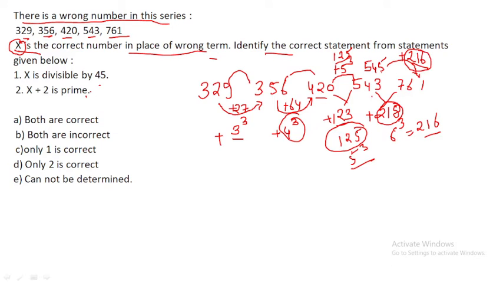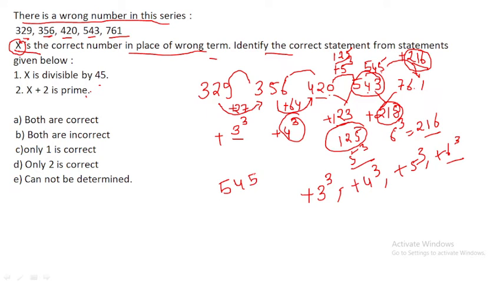So our wrong number in the series is 543, which is common in both wrong differences, 420 to 543 and 543 to 761. So the logic is that we are adding consecutive cubes: 3 cubed, then 4 cubed, then 5 cubed, then 6 cubed. This is the actual logic. The correct number in place of the wrong number will be 545. The wrong number is 543, but they are not asking for the wrong number; they ask for the correct number X, and the value of X is 545.